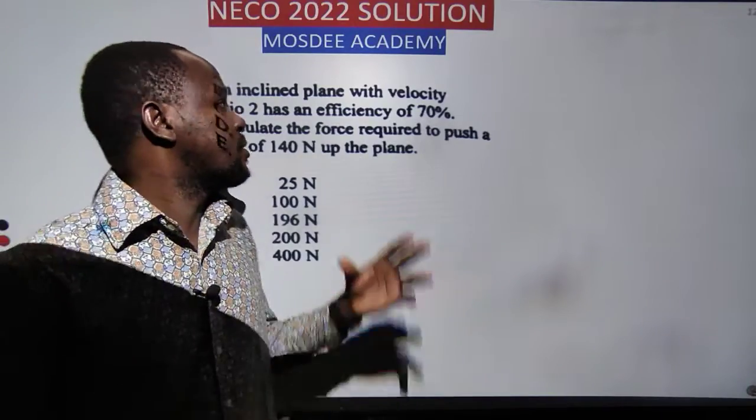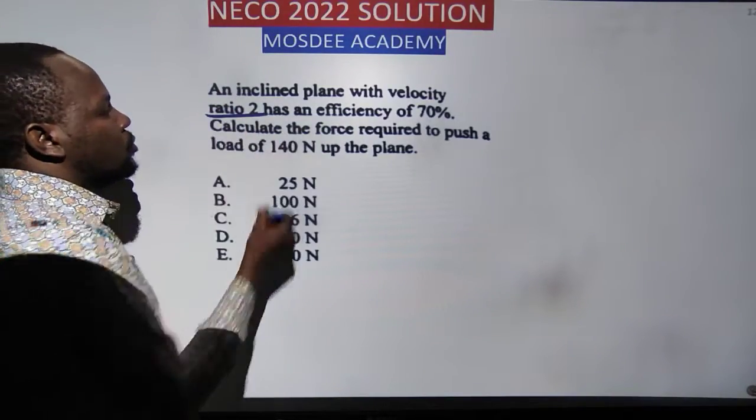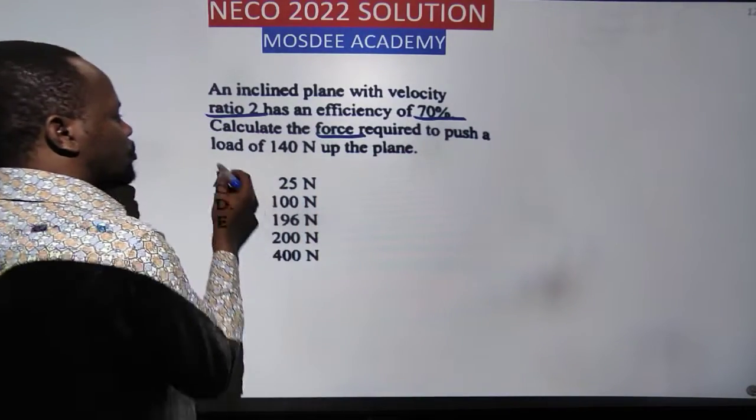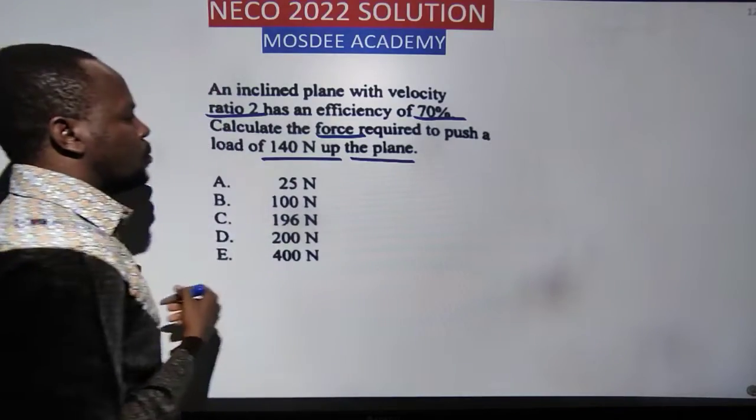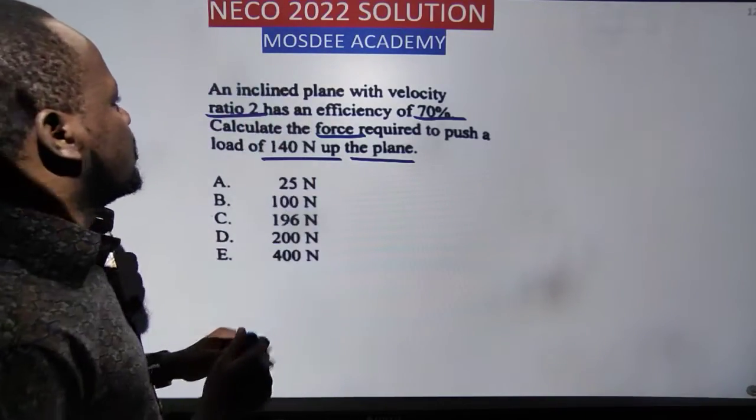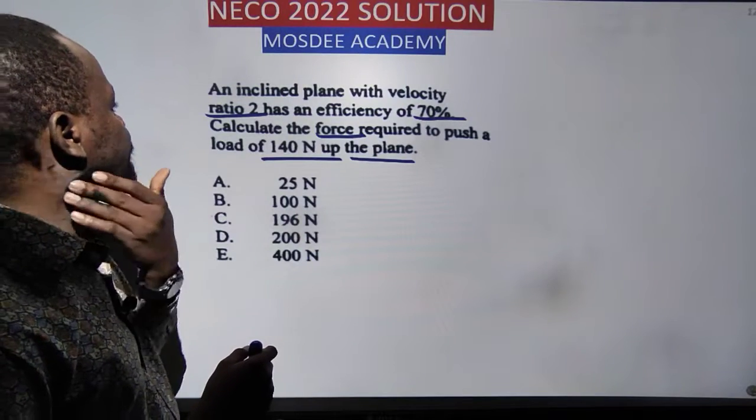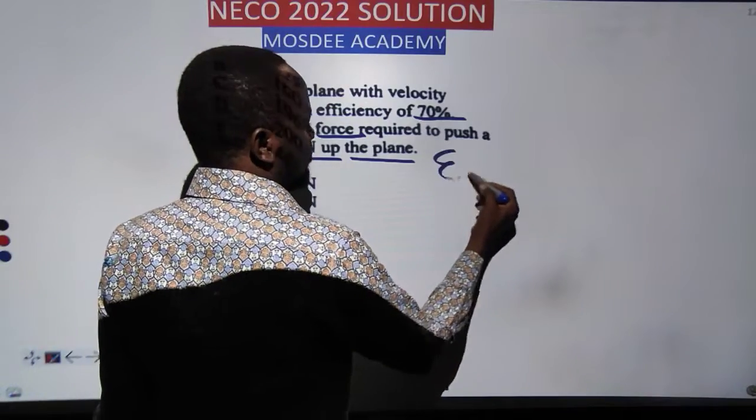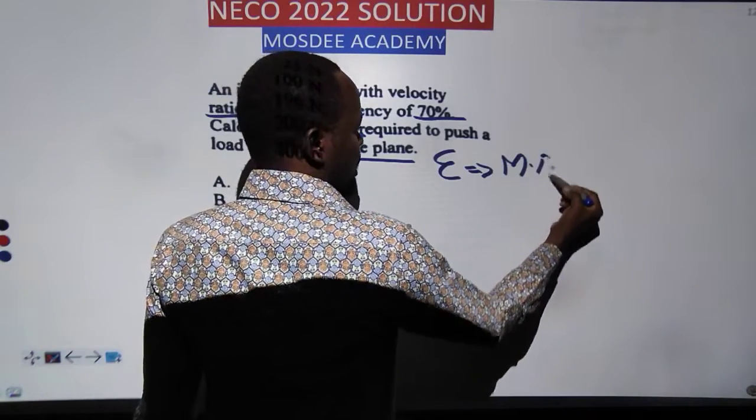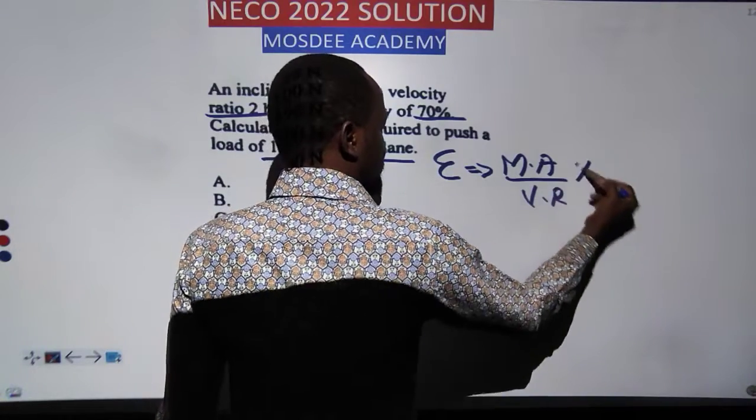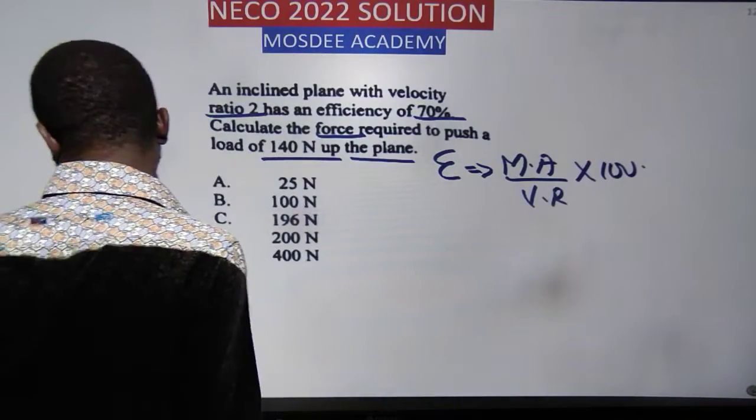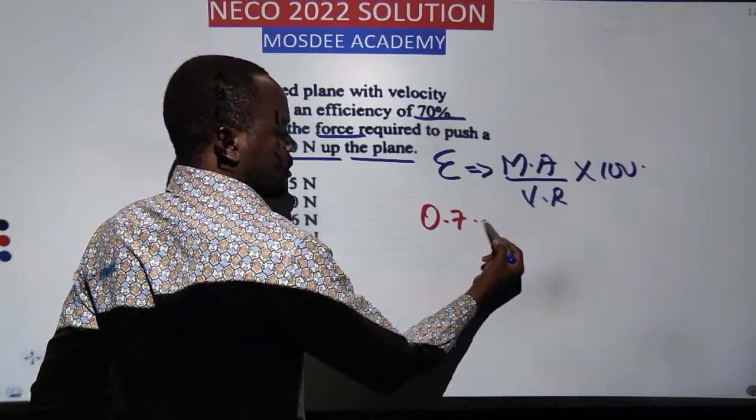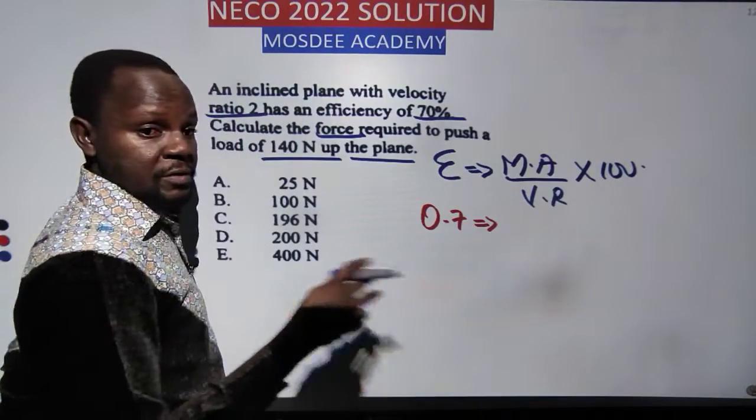An inclined plane with velocity ratio of 2 has an efficiency of 70%. Calculate the force required to push the load of 140 Newton up the plane. So I know the velocity ratio is 2, so I need the force. Efficiency of a machine, a formula-based question, is MA by VR, multiplied by 100 because it's in terms of 100%. I will remove this 100, so 70 over 100 is 0.7. I have divided by 100.